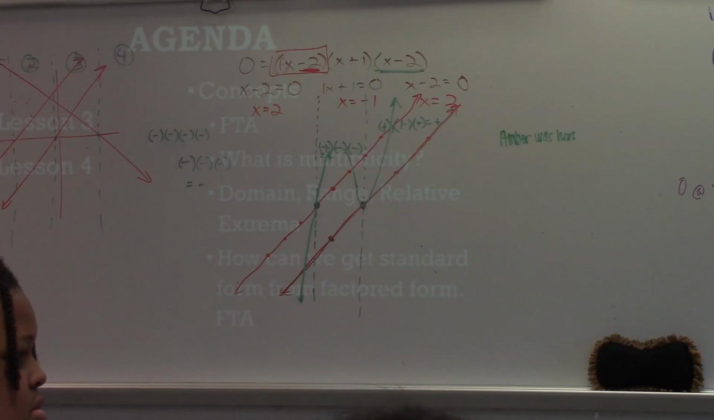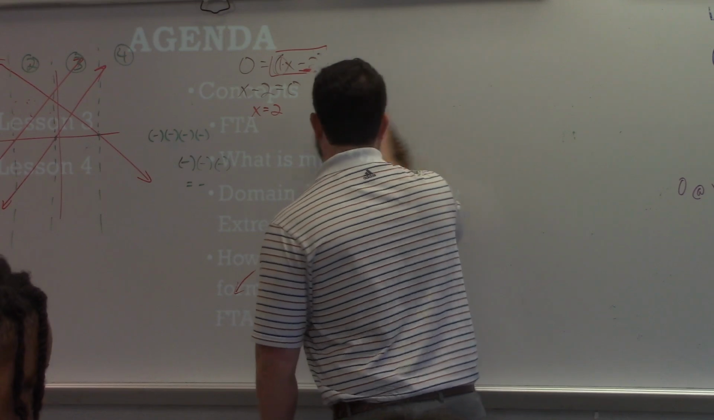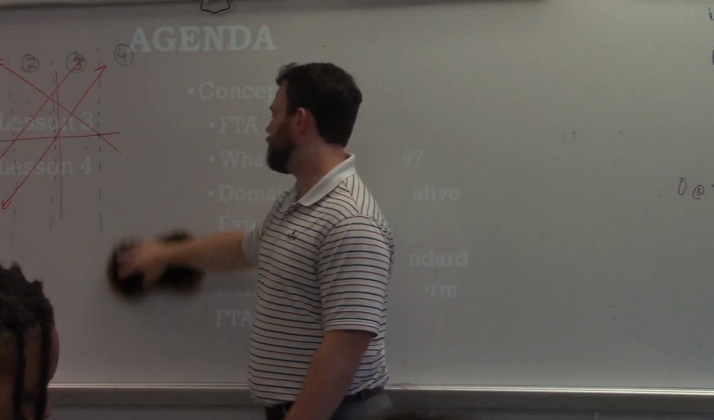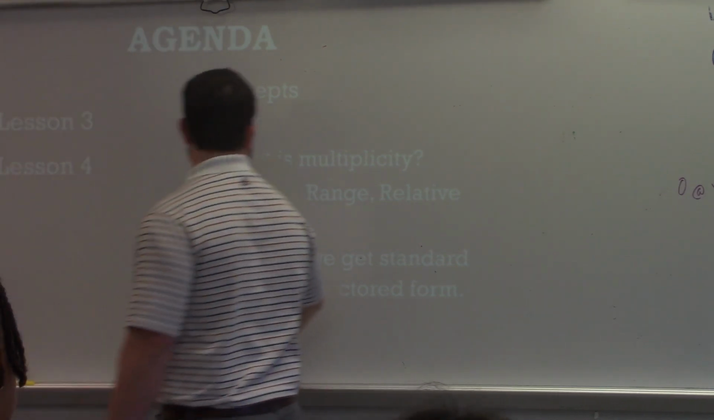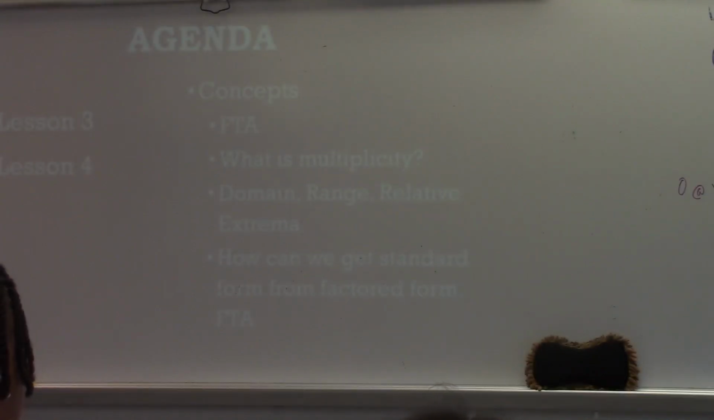But I need us to get going right here. Lessons 3 and 4 is what we're working on. We're going to do a quick reminder of the fundamental theorem of algebra, talk about multiplicity. But what we're going to focus on first today is domain, range, and relative extrema. At the end of today, we're going to talk about how we can get standard form from a factored form.